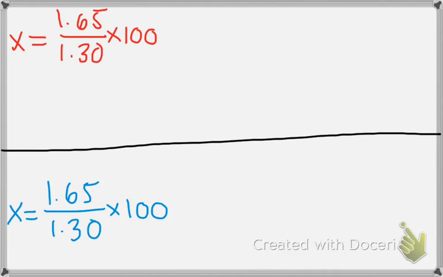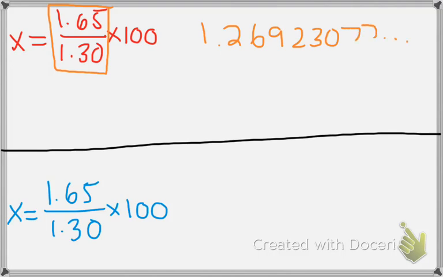Now the first way is when you look at this, again, it says x equals 1.65 over 1.30 times 100. First thing, you could first do the division, then when you get your answer, multiply by 100. Now just to save time, when you divide 1.65 divided by 1.30, you get a long answer like this: 1.269230077... Now remember, times 100. You can't forget that. Times 100.